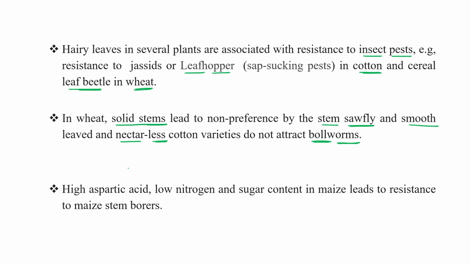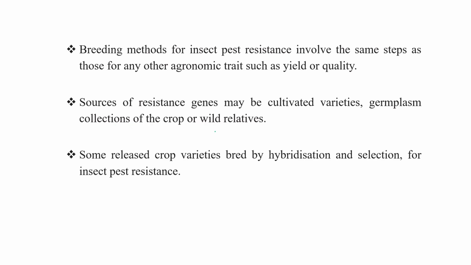Okay, similarly, if we are talking about the biochemical level, certain maize varieties have high aspartic acid content in their cells, low nitrogen content, and low sugar level. This type of maize is not preferred by some maize stem borer insects. So they also have some kind of resistance against insect pests.